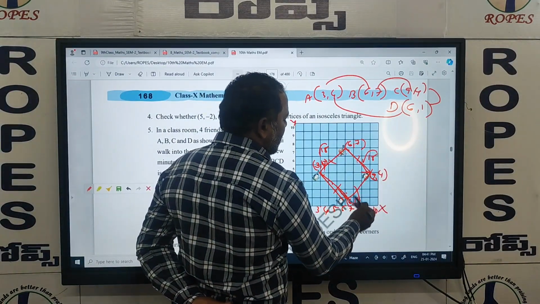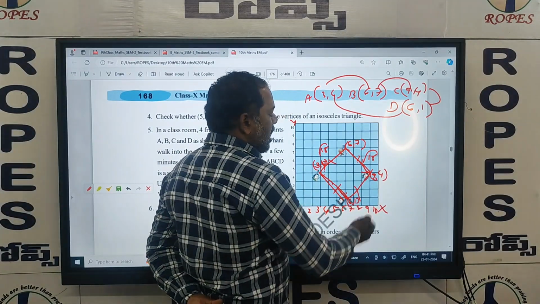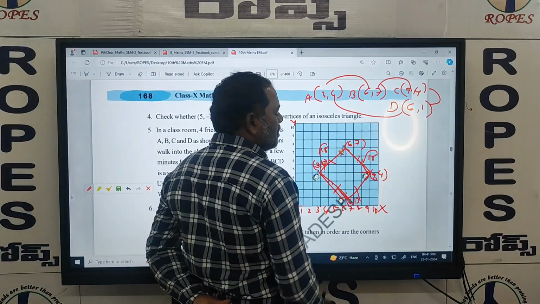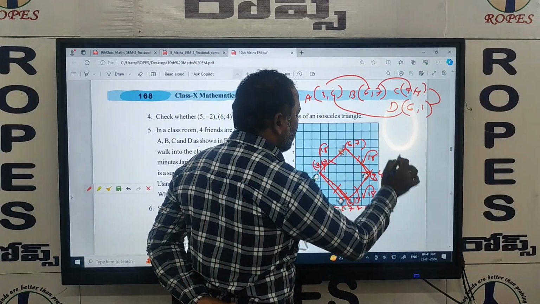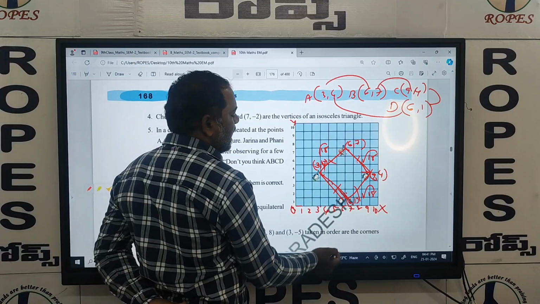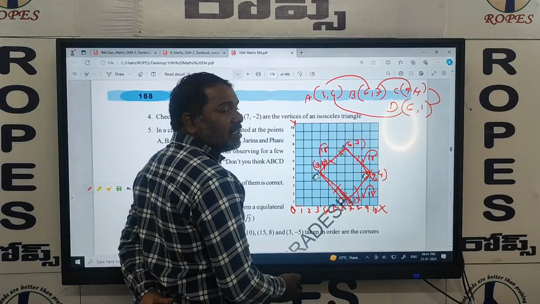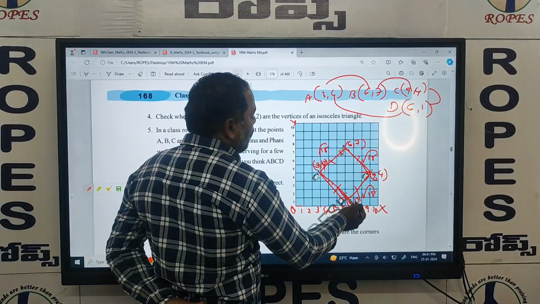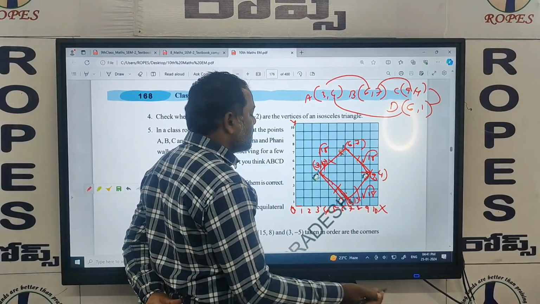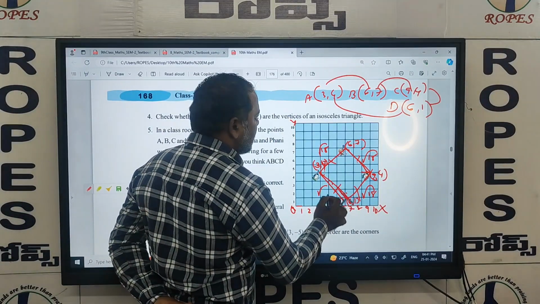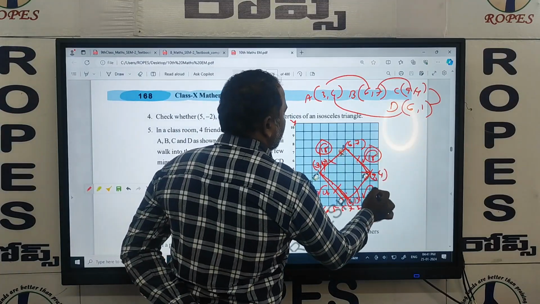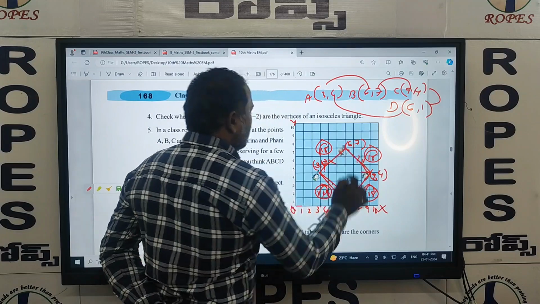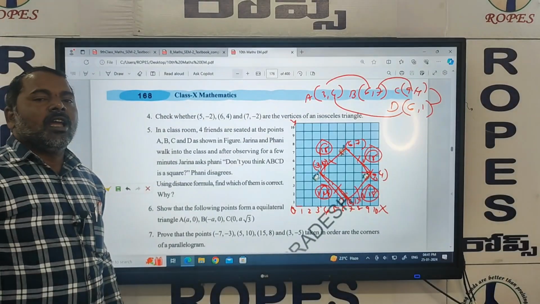And we'll see this one. Here 9 minus 6, 3 square, and 4 minus 1, 3 square, 9 plus 9, root 18 units. And AD, if you observe, 6 minus 3, 3 square, 9, and 1 minus 4, minus 3 whole square means 9. Then it is getting 9 plus 9, root 18 units. So all the distances we are getting are root 18, root 18, root 18. All the distances have the same value, so it is forming a square.